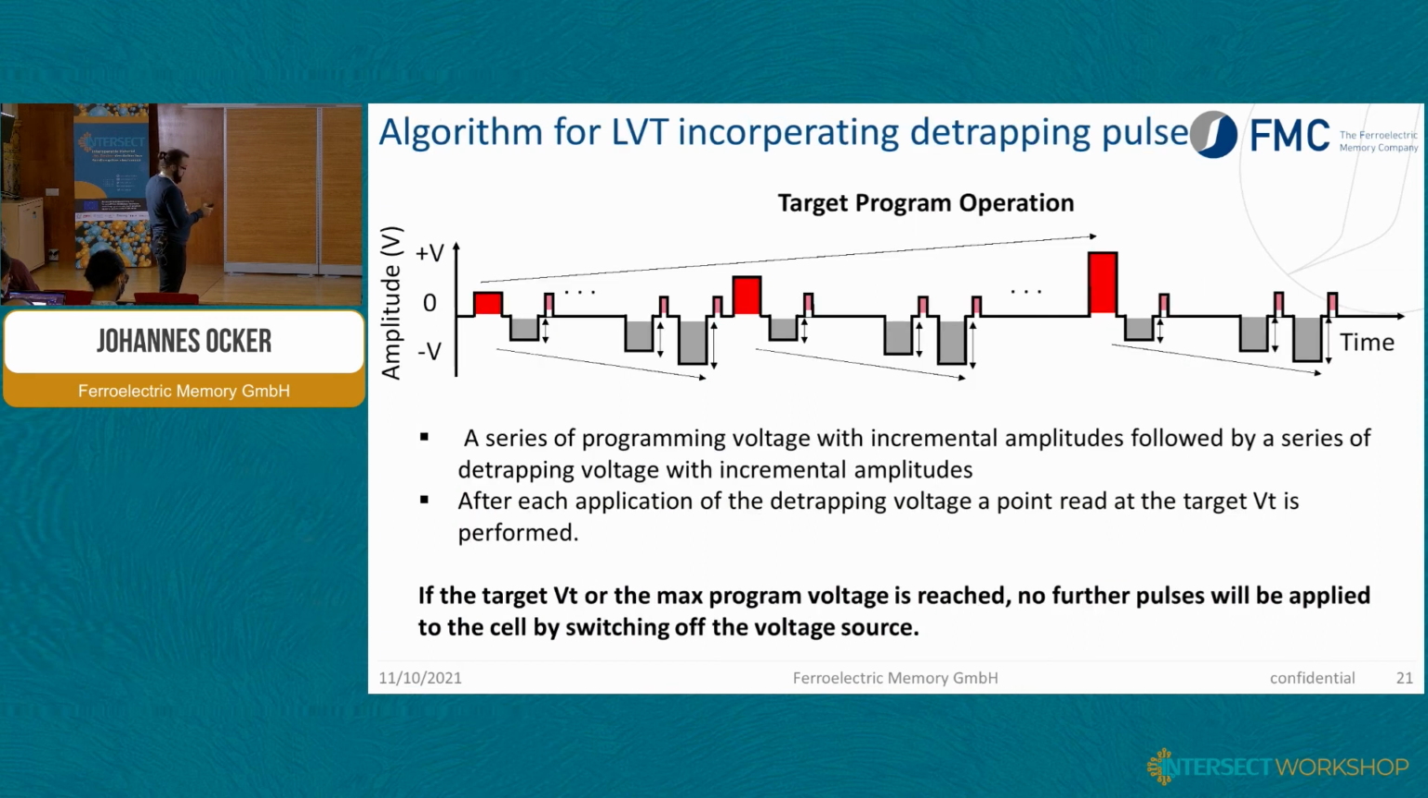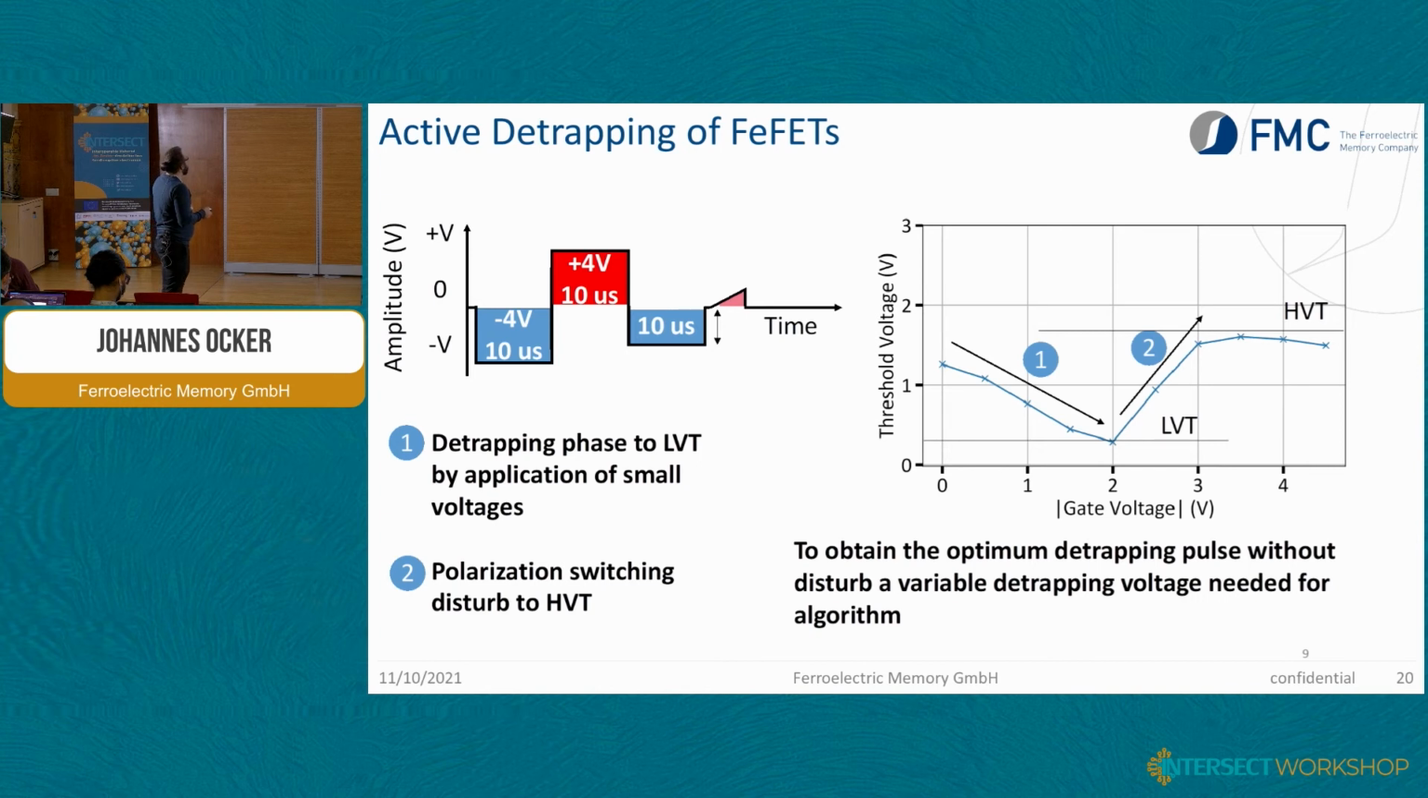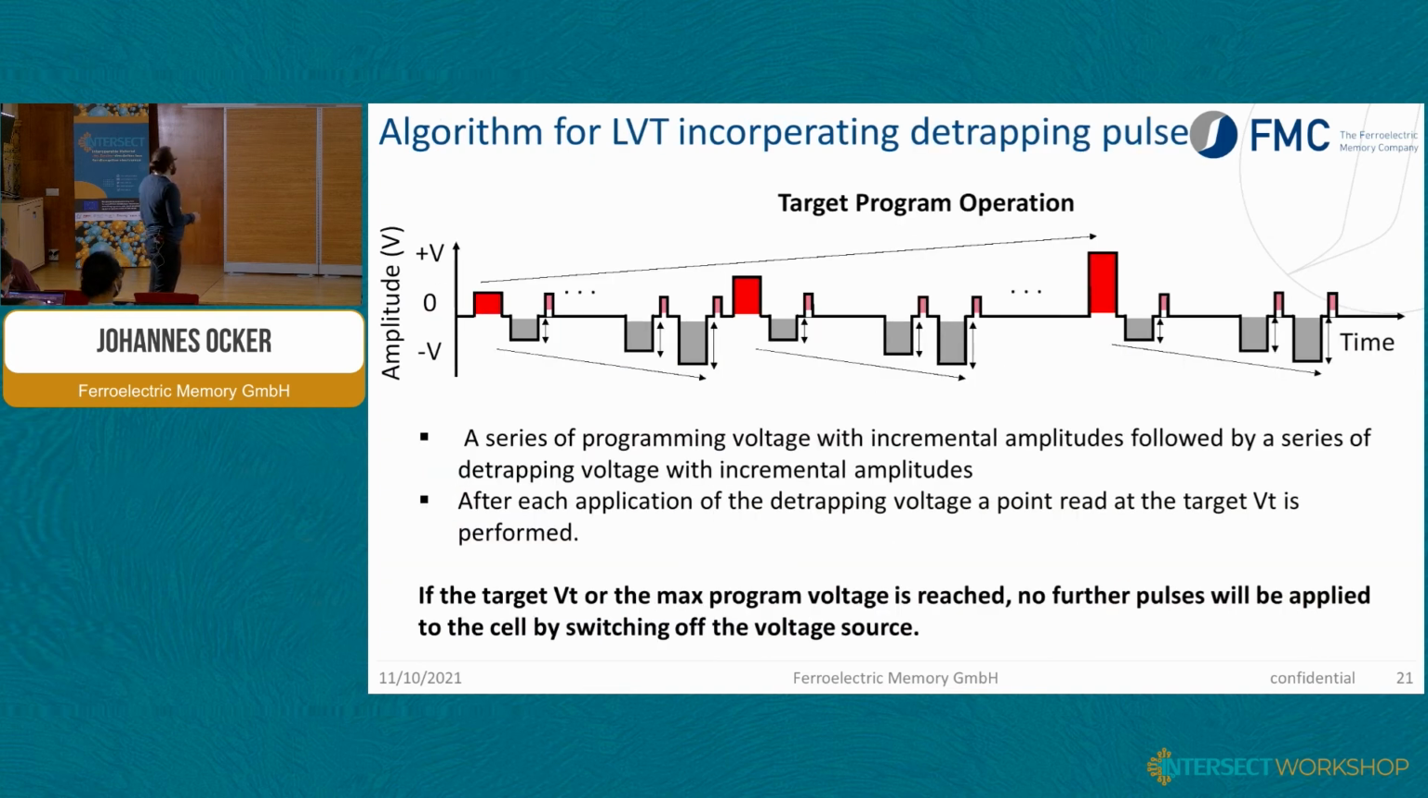Okay, and basically to tackle this detrapping effect and also to tackle some variation you have in the cell, because not every cell in the ferroelectric is the same, depending on the grain size and the grain orientation. If you make the transistor very small, there will be variations because the grain composition of each transistor is very different. So to tackle this, we developed an algorithm for programming into the low VT state, and it works like this.